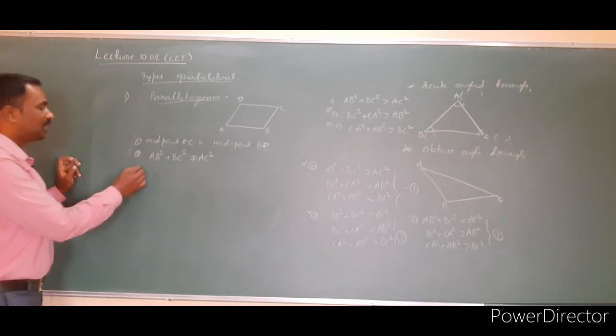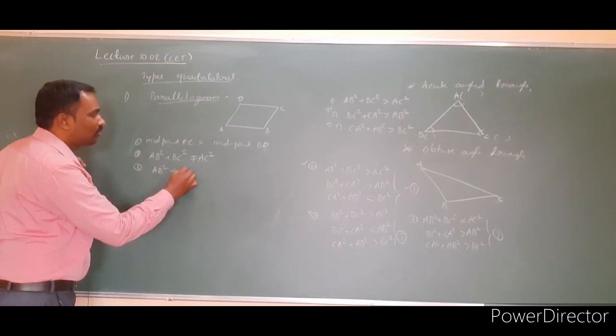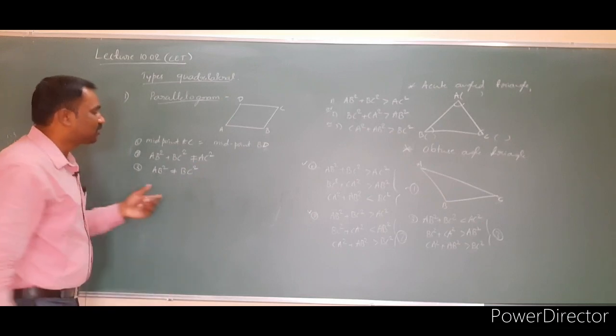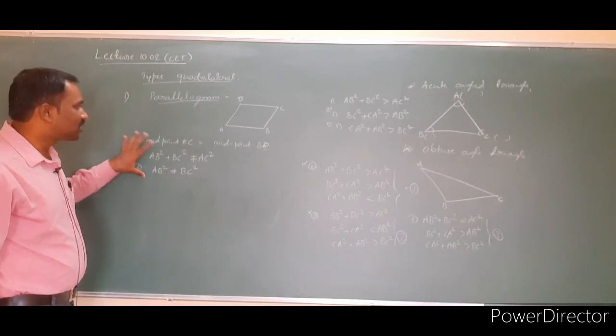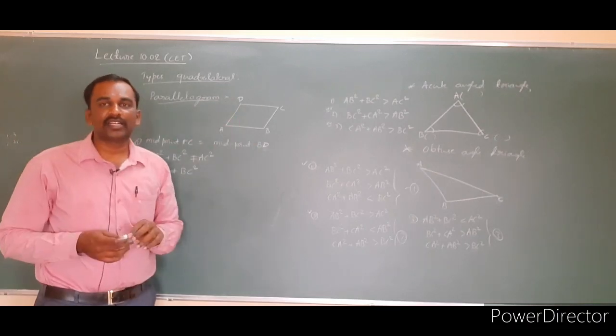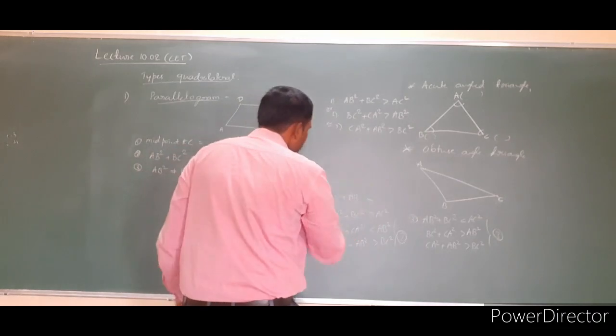Next, apart from that, what is the third one? AB square is not equal to BC square. If these three conditions are satisfied, then we can easily say that the given quadrilateral is a parallelogram.